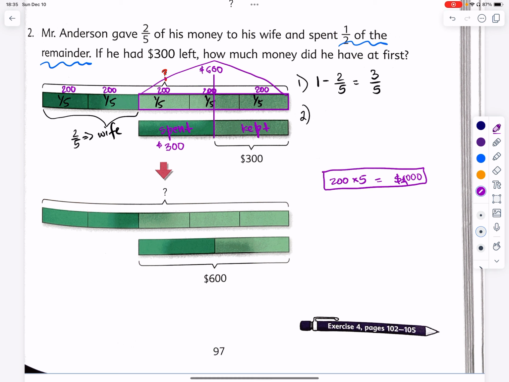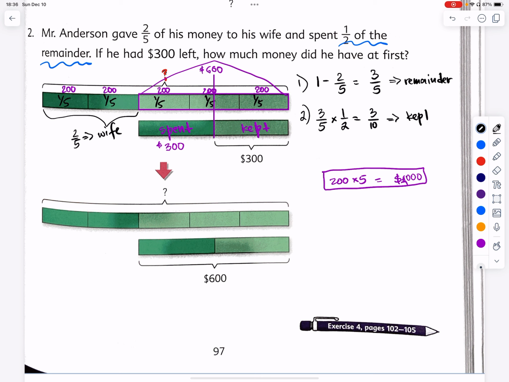But let's look at it from the perspective of fractions. Let's go back and continue with my original solution. So, Mr. Anderson gave 2/5 of his money to his wife and spent half of the remainder, which means 3/5 was the remainder. What happened to those 3/5? Well, what happened is a half of it, right? So we can say 3/5 times a half. That gives us 3 out of 10 equal parts. And that's the part he saved and he kept, right?